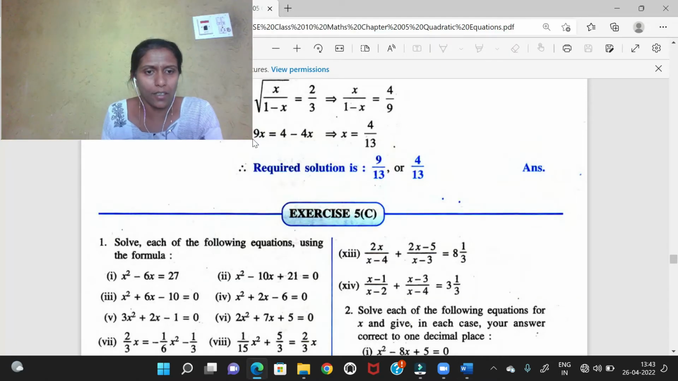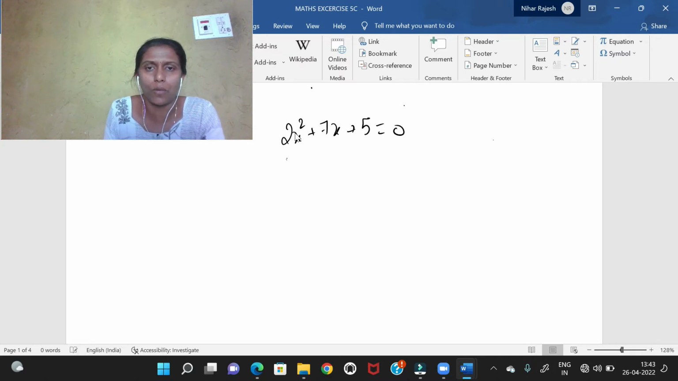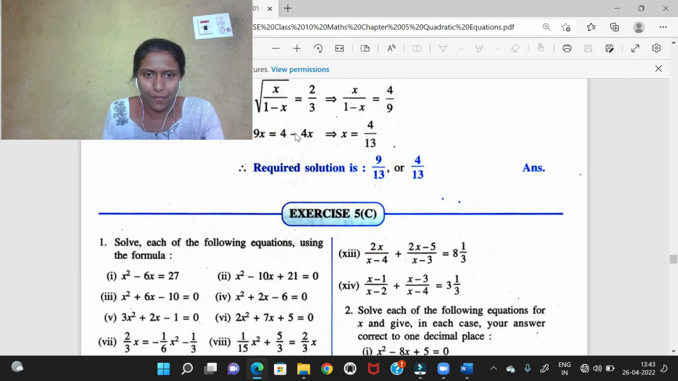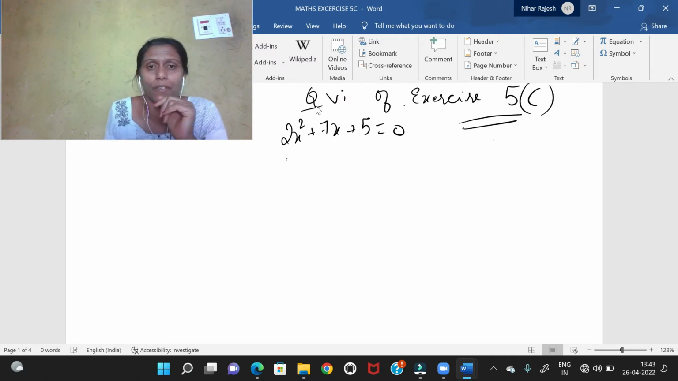Yes. So here I go for the sixth question directly: 2x squared plus 7x plus 5 is equal to 0. This is question number 6 of exercise 5C, chapter 5. Be very careful so that you will not be mixing things up. What are they asking? 2x squared plus 7x plus 5 is equal to 0. This is the question, and they're asking us to find the roots.